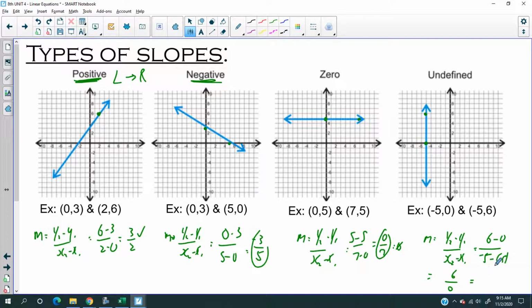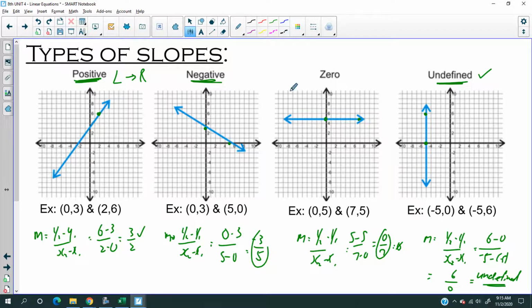Remember, was it the last lesson or two lessons ago? What happens when you have a 0 in the denominator? Undefined. You see how that's coming together? Undefined. So a line that's perfectly vertical, its slope is undefined.